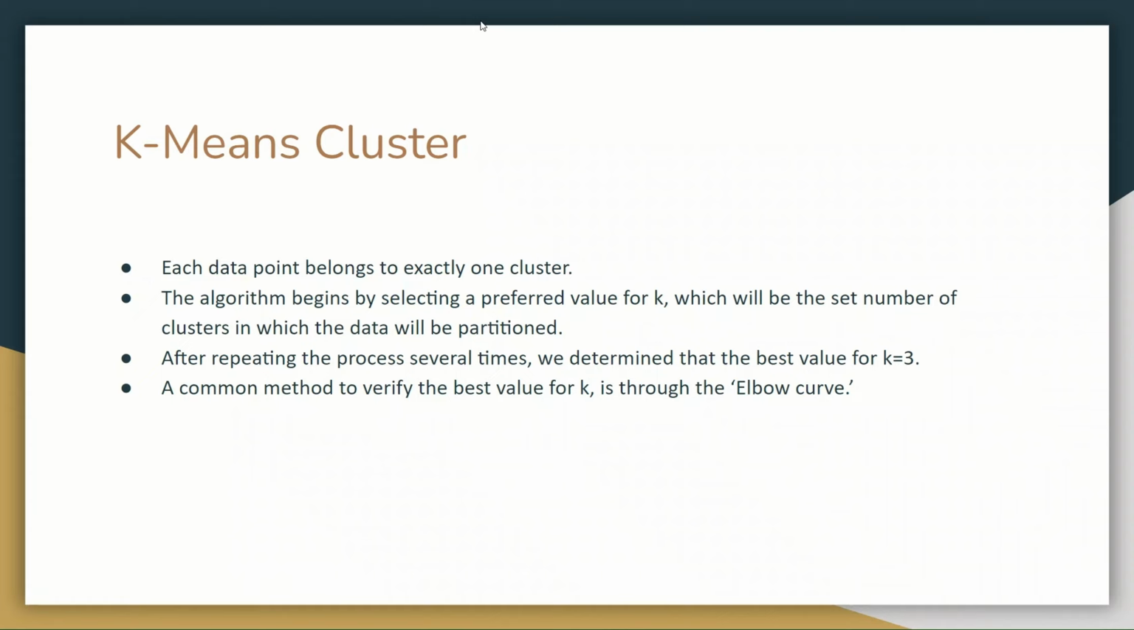So after repeating this process several times, it was determined that the best value for k was 3, and a common method to verify the best value is through the elbow curve, which will be shown in the next slide.